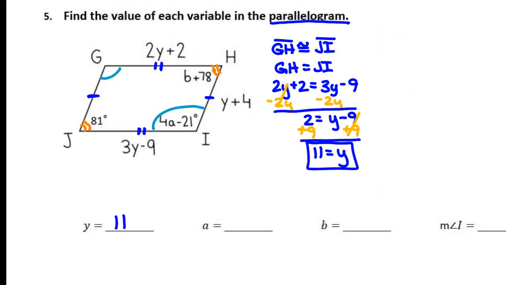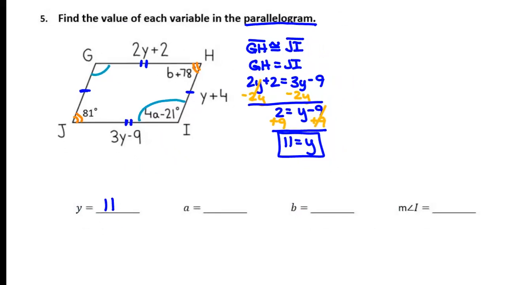And then we come over here to A. There's only one angle that has A in it. It's right here, angle I. What do I know about angles I and J? They equal 180. Those are supplementary angles. We have consecutive angles, and so they are supplementary.